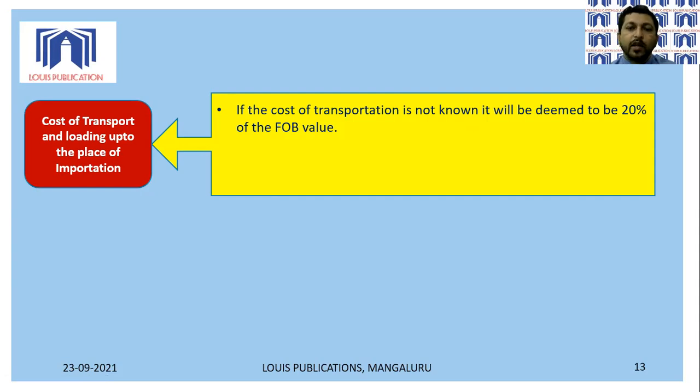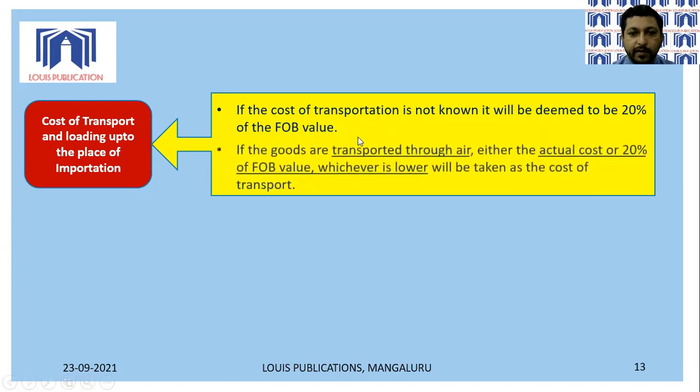So not necessarily required through waterways, or you can say airways. Even through transport or through railways, the goods can be imported into India. And if the cost of transportation is given, we will take that value. If the cost of transportation is not given, then we will take 20% of the FOB value. What is this free on board value?